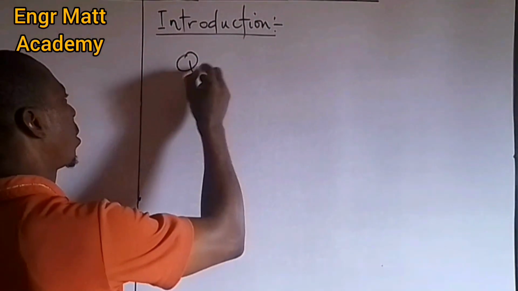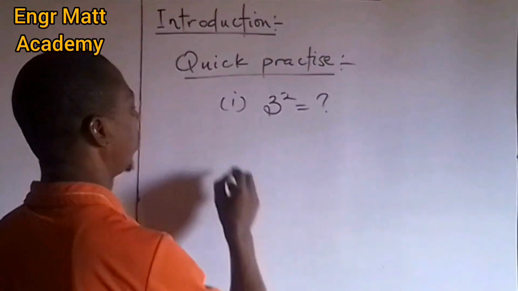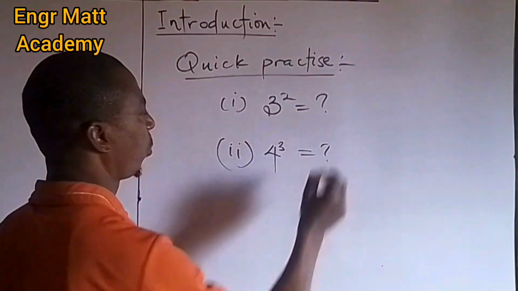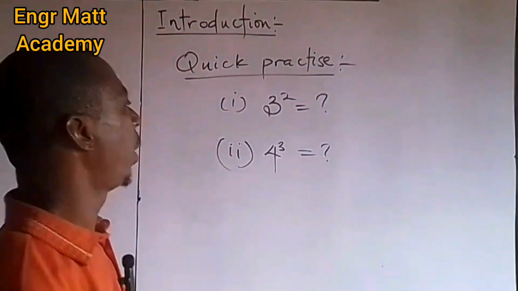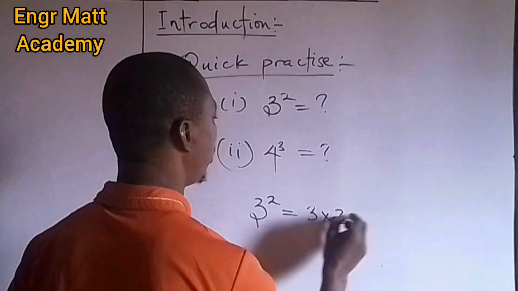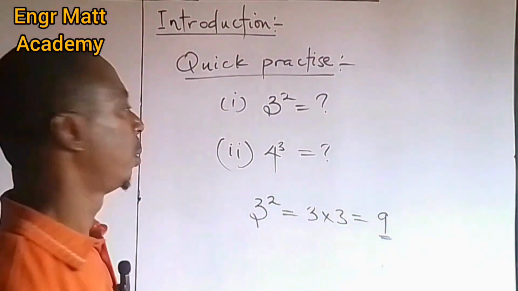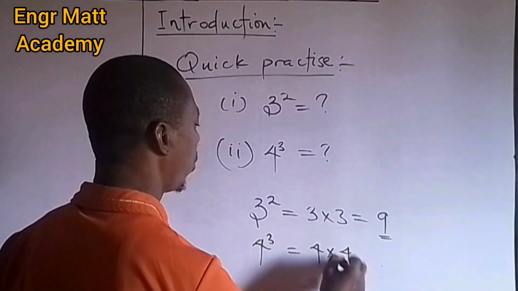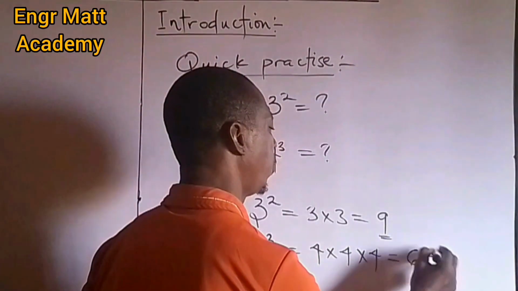Now, quick practice. 1. What is the value of 3 raised to power 2? 3 squared. 3 raised to power 2 is equal to 3 times 3, and that is 9. 3 multiplies itself twice. What about this? 4 power 3 is 4 times 4 times 4, and this will give us 64.